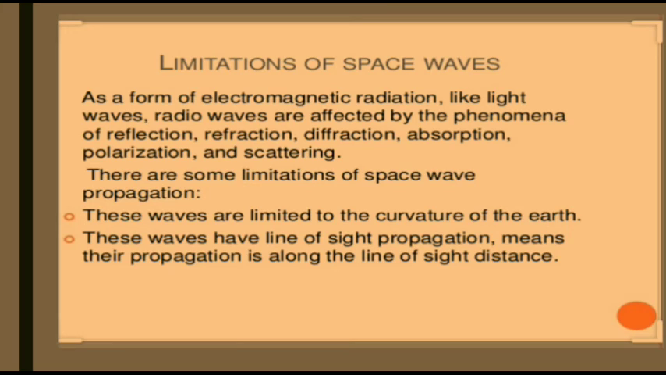As a form of electromagnetic radiation like light waves, radio waves are affected by the phenomena of reflection, refraction, diffraction, absorption, polarization, and scattering. And it has some limitations. The first limitation: these waves are limited by the curvature of the earth. The second: these waves have line of sight propagation, meaning the propagation is along the line of sight distance.